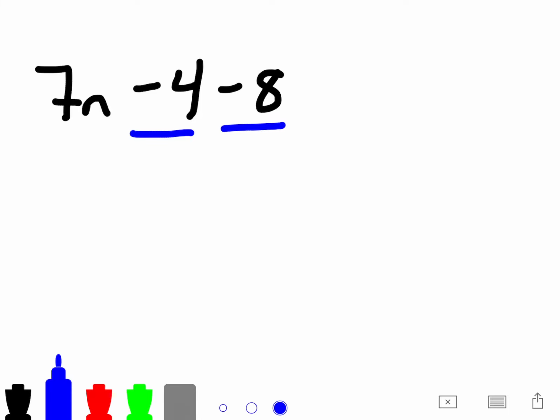So let's do that. I'm going to bring down the 7n because I haven't done anything with it yet. But a minus 4 and a minus 8 combined. Let's think about that for a second. So if I put those two together, I have a negative number and another negative number that are being squished together.